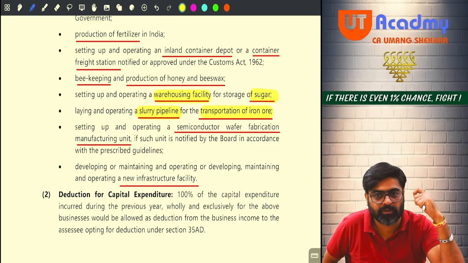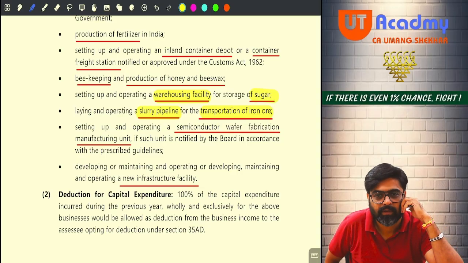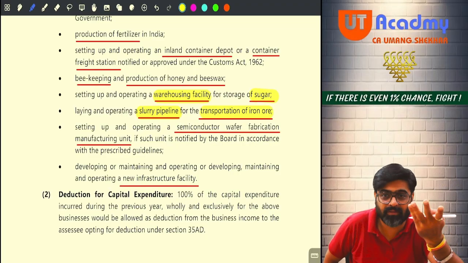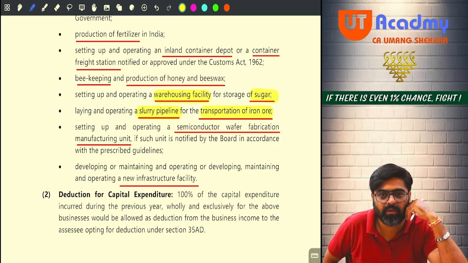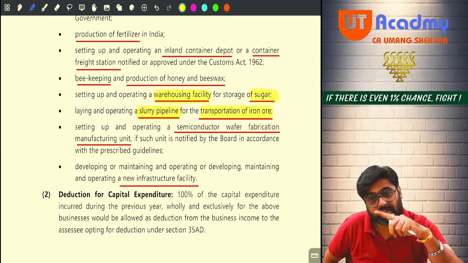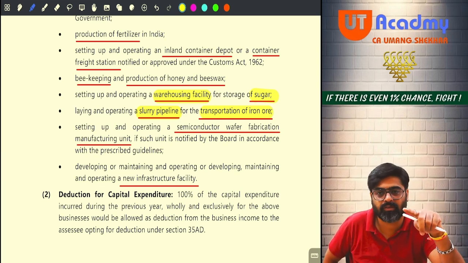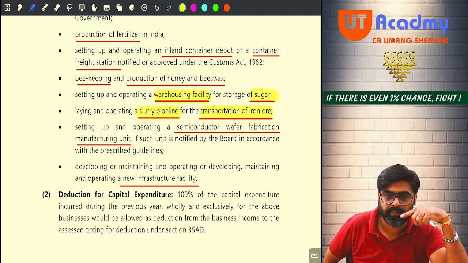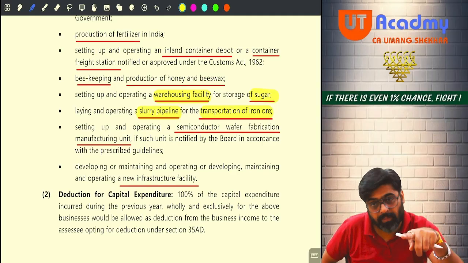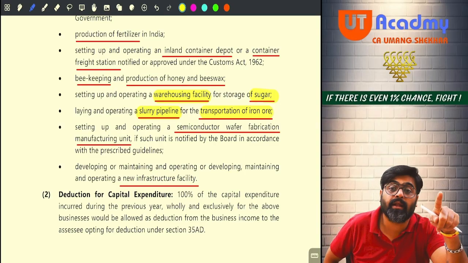Transportation is super fast and very effective, cost effective also. Getting my point? So people are coming with these kinds of ideas. For natural gas and crude oil, pipelines are laid and operated. Just like that, there is a pipeline network for iron ore slurry. So you are laying that pipeline and maintaining that pipeline network.